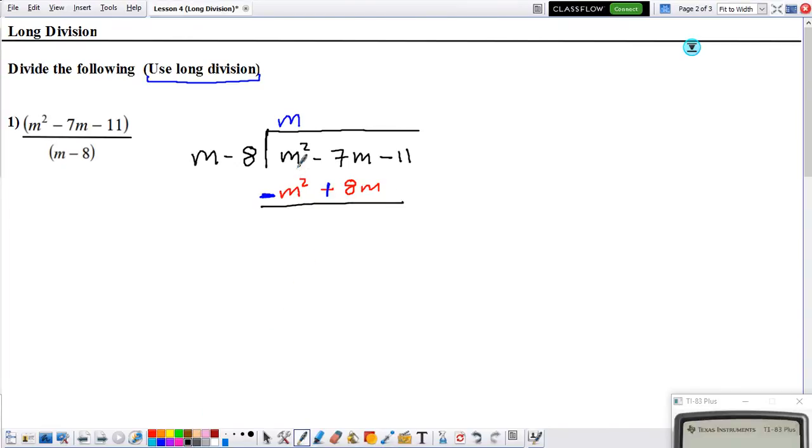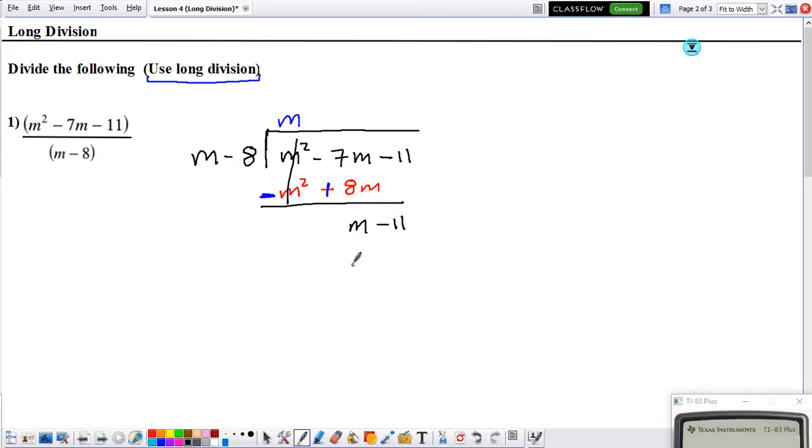So now we combine like terms. M squared minus m squared cancel out. We can combine this too. Negative 7m plus 8m, now we're going to have 1m. This negative 11, we have not done anything to it, so we're going to bring it down.